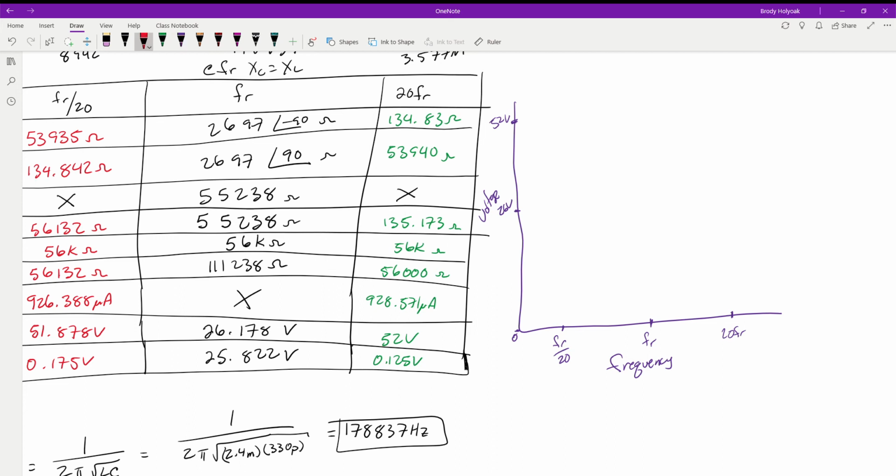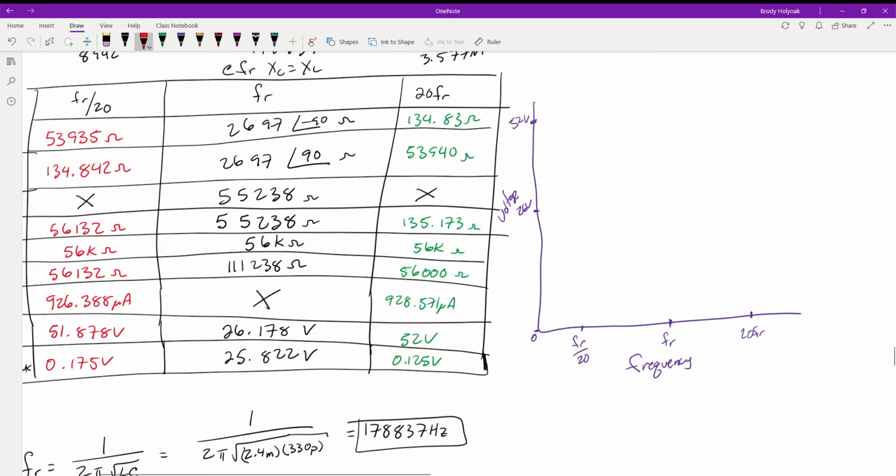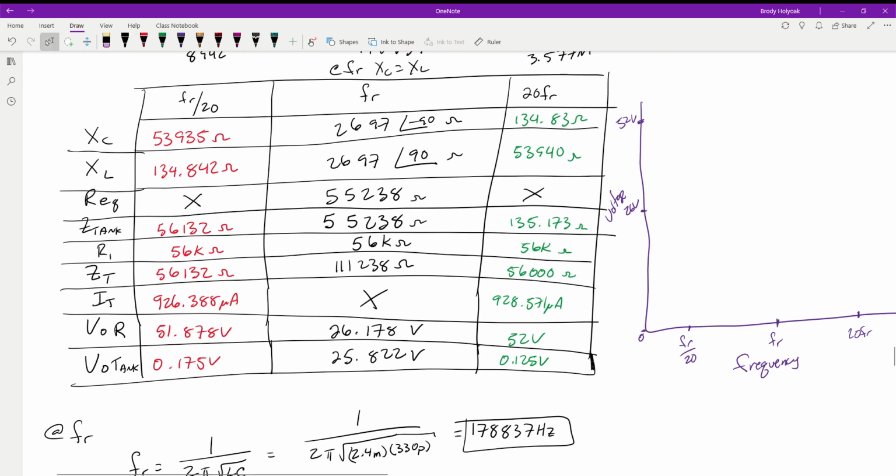I'm going to use red for the low end of the scale. Actually, I'm going to change pens. I'm going to use purple, or this magenta color, to represent our data points for the resistor value. This blue is going to represent the data points for our tank circuit. So at each of these frequencies, let's label them in.